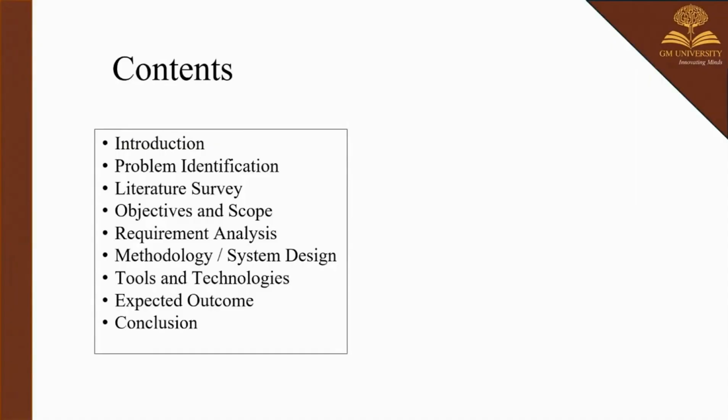Introduction tells what your project is about, and problem identification means a small description of our problem statement. Literature survey tells what researchers already exist based on research papers. Objectives and scope are the aims of these projects, and requirement analysis means the technical tools and the code editors we used.